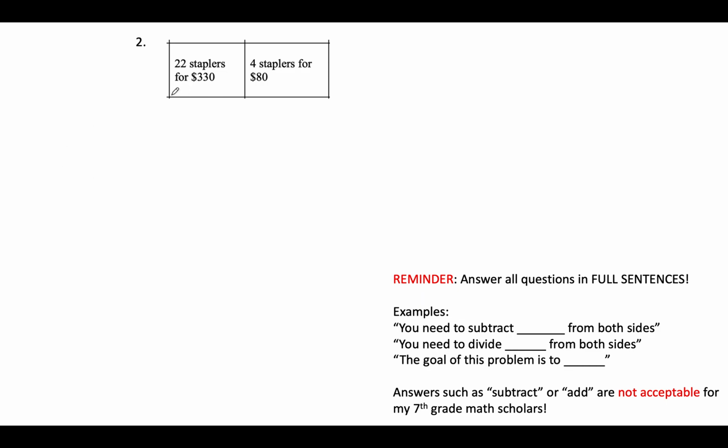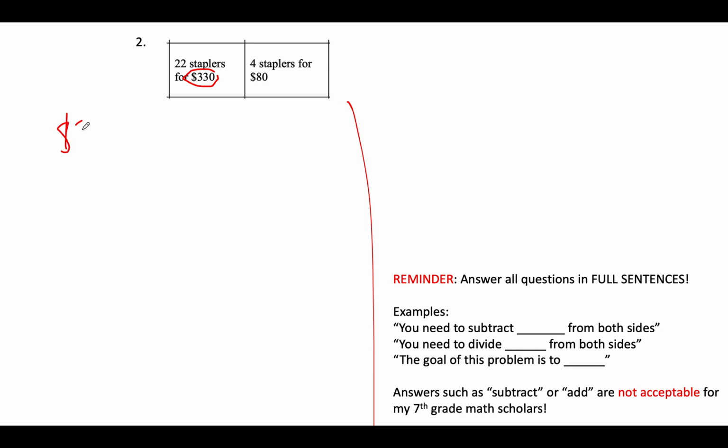Awesome. We're taking a look at our second question. We're looking at 22 staplers for $330 or 4 staplers for $80. Which one of these is going to be a better deal? So we're going to do the same thing again. This time we're going to put our money on top. In general, I like to put the larger value on top. I think it makes it easier to work with. It doesn't make too much of a difference.